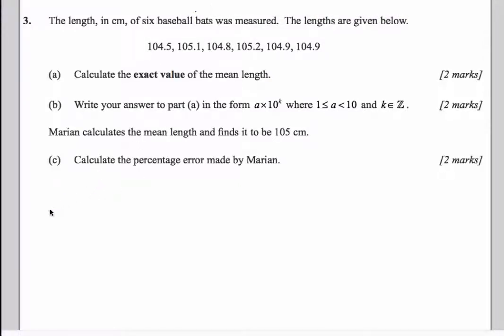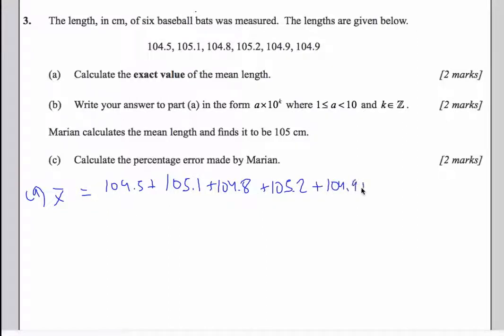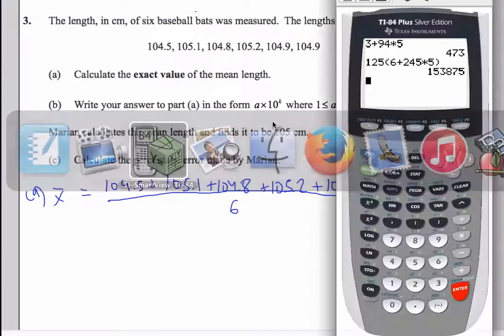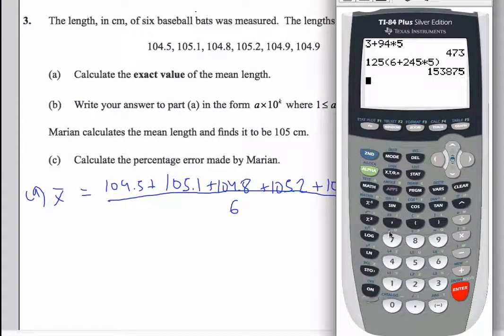So to get the mean, you add them all up. Okay. I'm going to write them all out. Add them all up. Divide by, there's six of them, so I'll just divide by six. So let's do that on the old calculator.